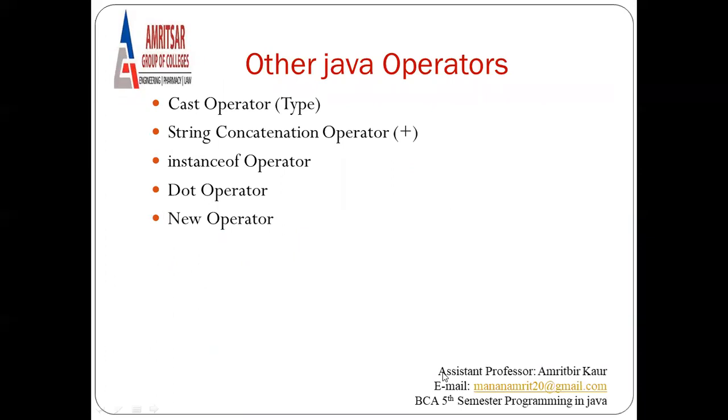There are some other Java operators, some additional Java operators, because these 8 operators we studied in C++. The additional Java operators are the cast operator, string concatenation, instanceof, the dot operator, and the new operator.